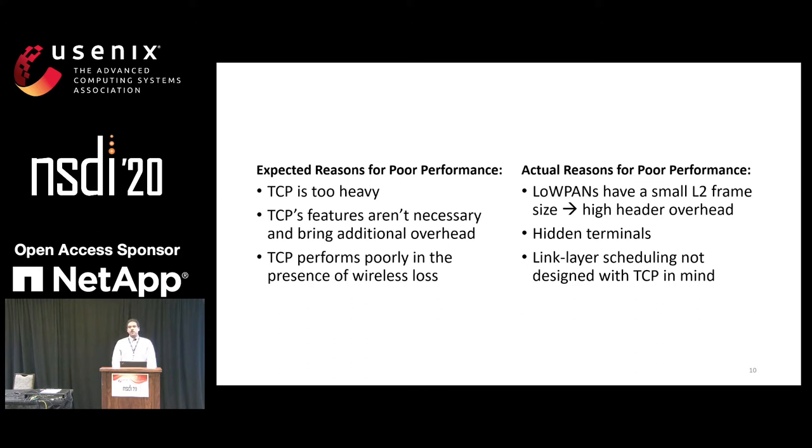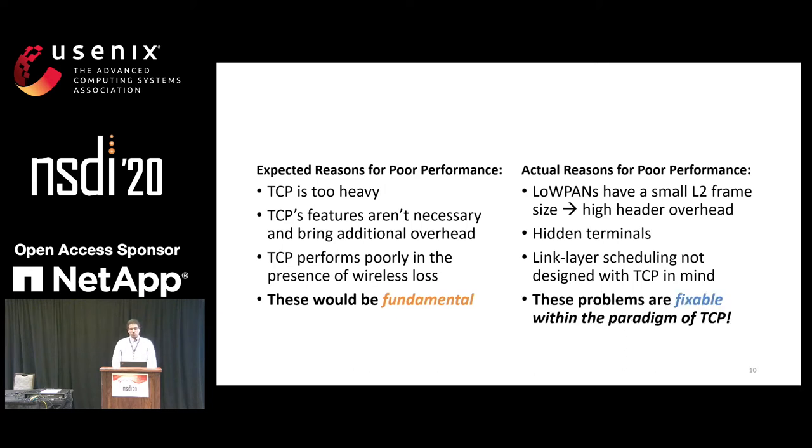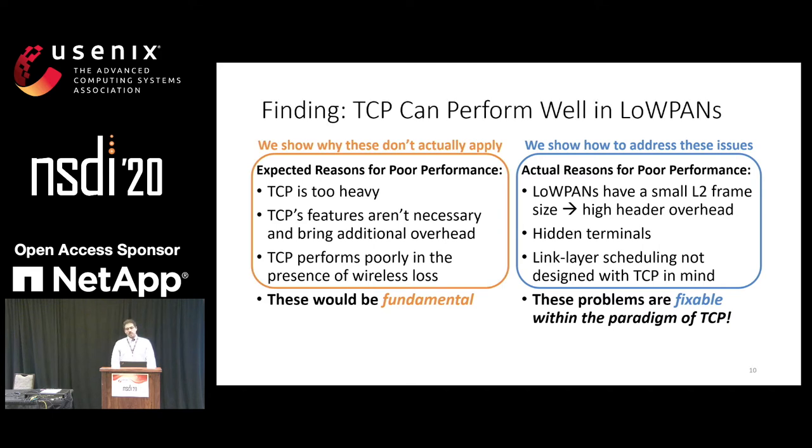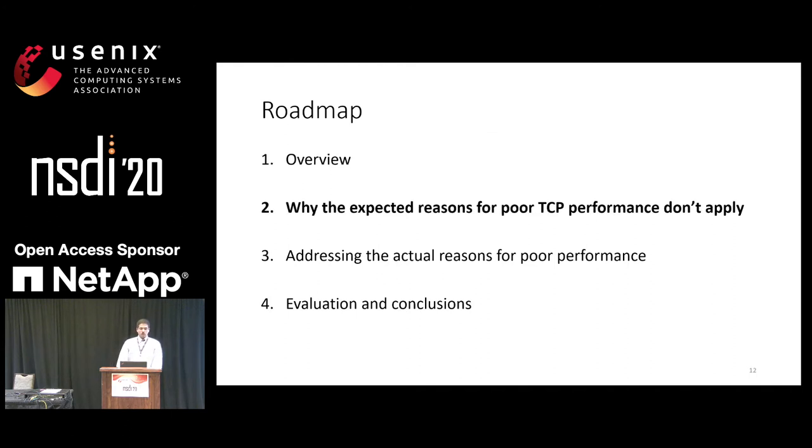So there's actually a significant difference between these two sets of reasons. The ones on the left, if they were to exist, would largely be fundamental problems that can't easily be mitigated. Whereas the problems on the right, as we show, are actually fixable via fairly straightforward techniques within the paradigm of a TCP-based architecture. So in our work, we show how to address these issues that actually cause poor performance. We show why the expected reasons don't actually apply. And our overall conclusion is that TCP can perform well in LoWPANs after all. So that's an overview of the overall talk. Now I'm going to move on to the expected reasons for poor performance and why they don't apply.